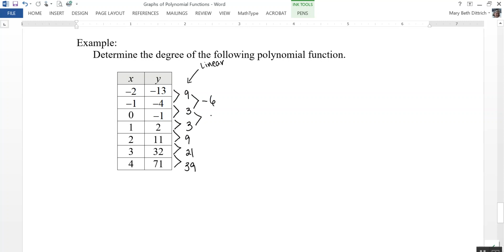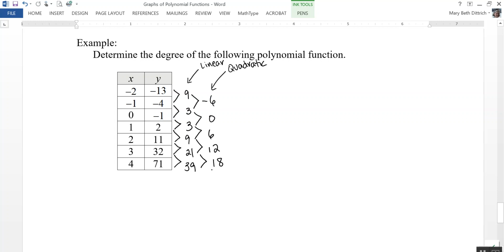3 minus 3 gives me 0, so those are not going to be constant, but we need to keep going. 9 minus 3 is 6. 21 minus 9 is 12. And 39 minus 21 is 18. If those had been the same, that would tell me that my graph is quadratic. My graph is not quadratic because those differences are not the same. Those are my second differences.